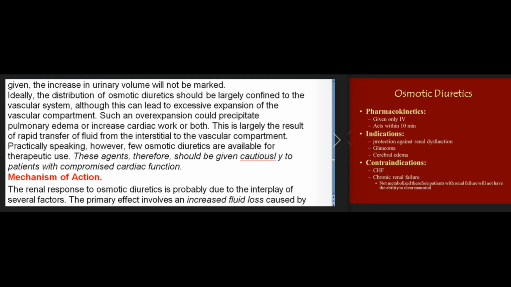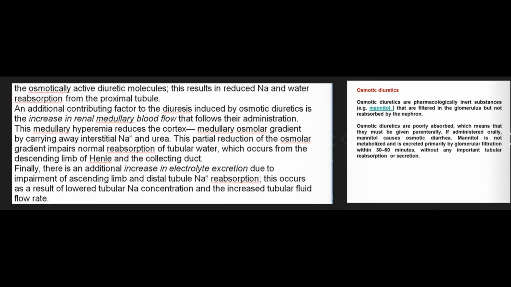Mechanism of action. The renal response to osmotic diuretics is probably due to the interplay of several factors. The primary effect involves an increased fluid loss caused by the osmotically active diuretic molecules. This results in reduced Na and water reabsorption from the proximal tubule. An additional contributing factor to the diuresis induced by osmotic diuretics is the increase in renal medullary blood flow that follows their administration.